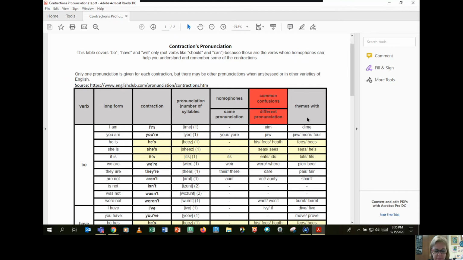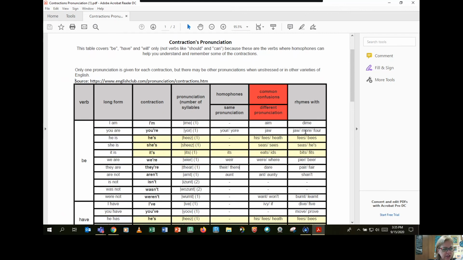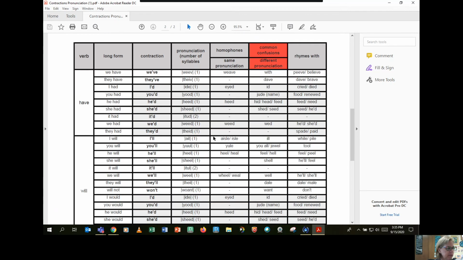Now, many times they also rhyme with other words. What does rhyming mean? It means they sound the same. They have the same sound. They end the same way. They're pronounced basically the same way. So I'm rhymes with dime. I'm, dime. We have the d at the beginning, but it sounds the same. So it's important to look at. These are just some of the different meanings.